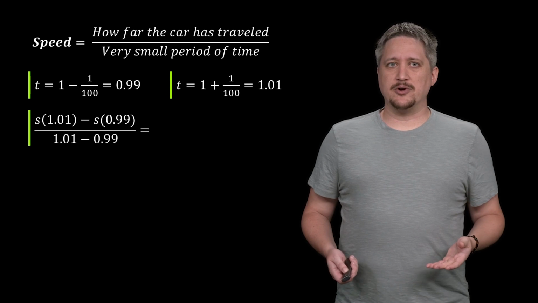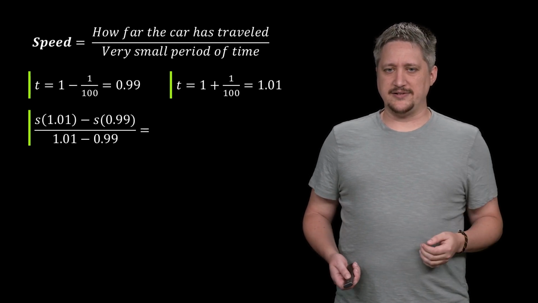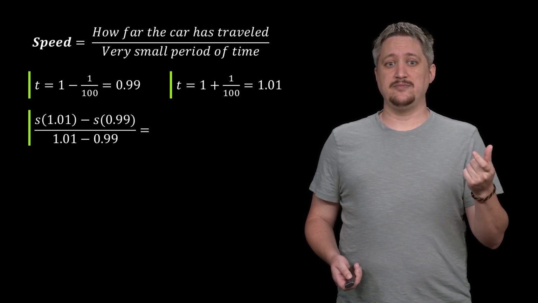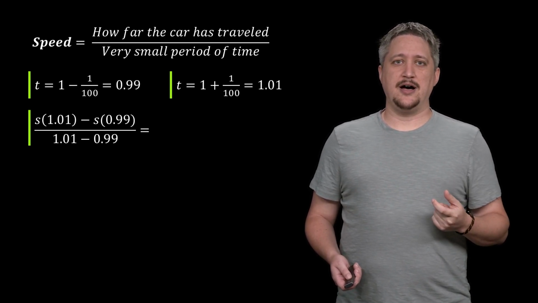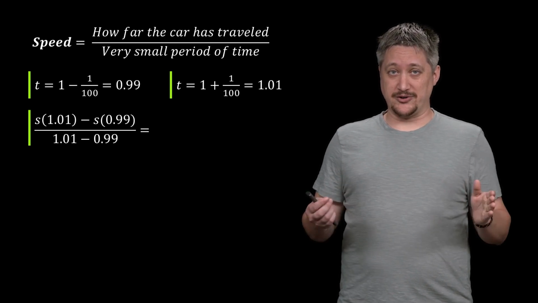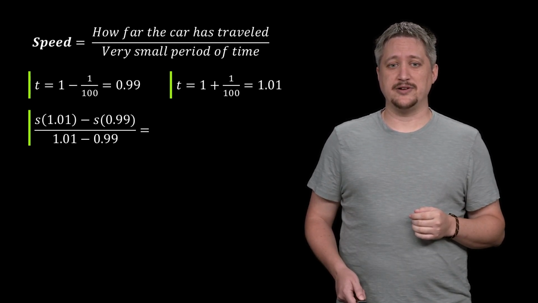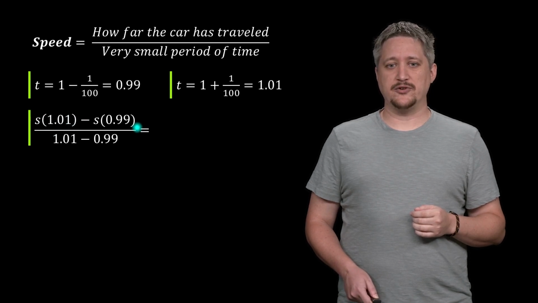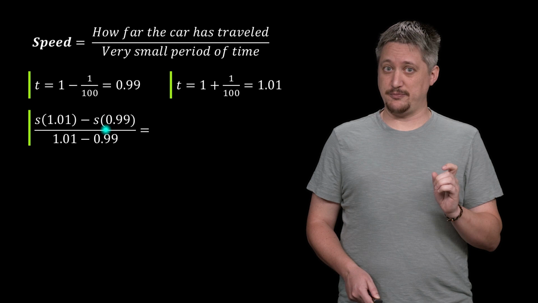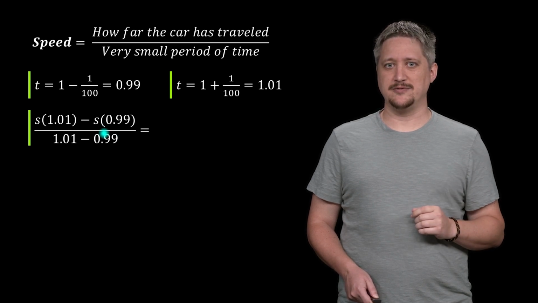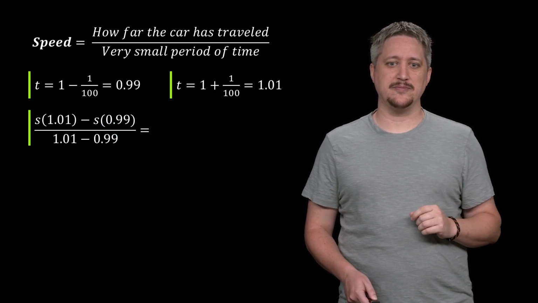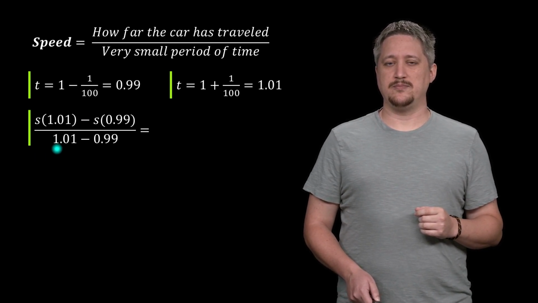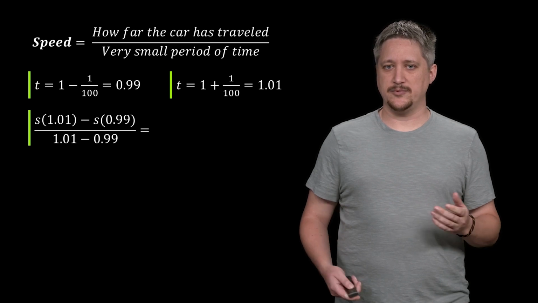Then your speedometer would calculate exactly this idea. It would take where you ended up, s of 1.01, subtract where you started in our much smaller time interval, s of 0.99, and then divide by how much time has elapsed, 1.01 minus 0.99.